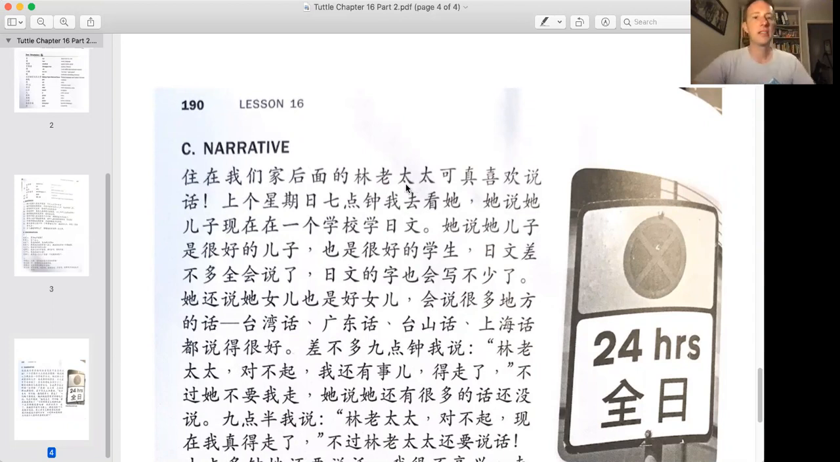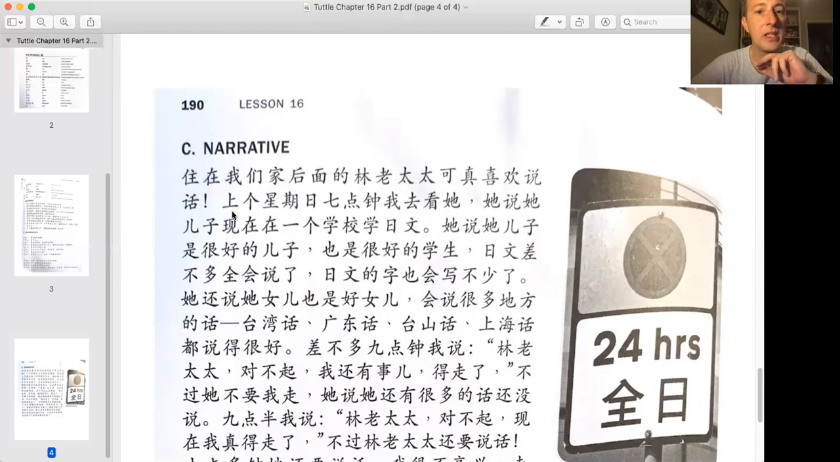住在我们家后面的林太太. To translate this directly, Lin Tai Tai, who lives behind our home, 住在我们家后面, the Lin Tai Tai, 可真喜欢说话, really likes talking. So Lin Tai Tai, who lives behind our home, is a very talkative person.